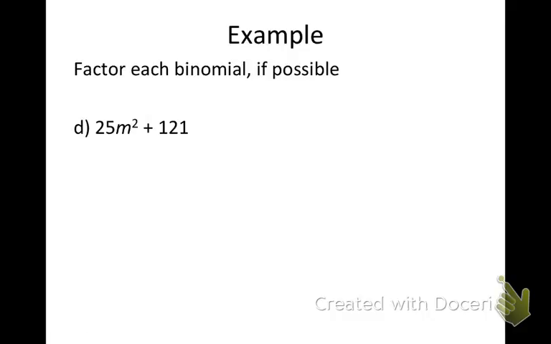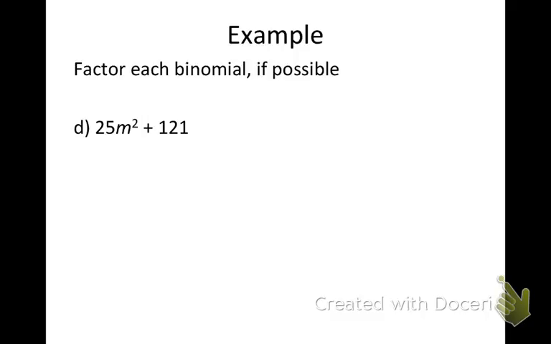All right. 25m squared plus 121. Is it a difference of squares? Unfortunately, it's a sum of squares, or maybe not unfortunately. So can I do anything with it? No, I don't have a GCF that I can factor out. Because it's a binomial, 25 and 121 are perfect squares, but it's not a difference of them. So this would be another case of not factorable or prime.